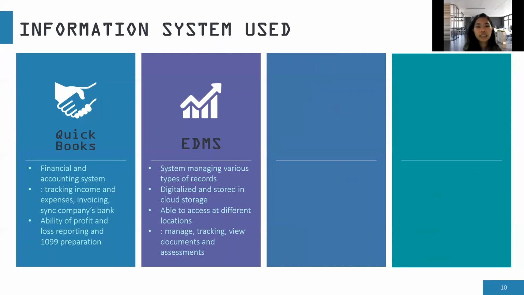For the EDMS system, it is a system for managing various types of records. It is digitalized and stored in cloud storage. It enables access at different locations. The activities are to manage, track, view documents, and assessment. For the next slide.